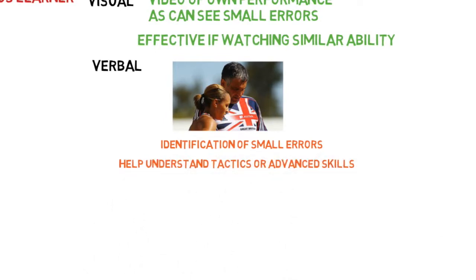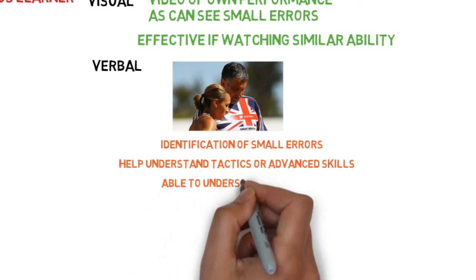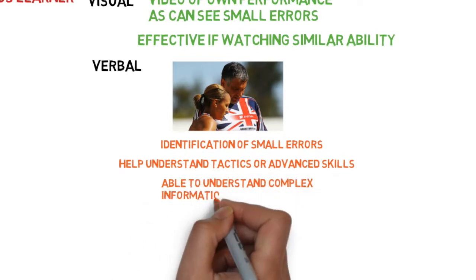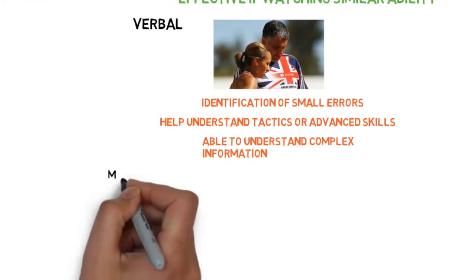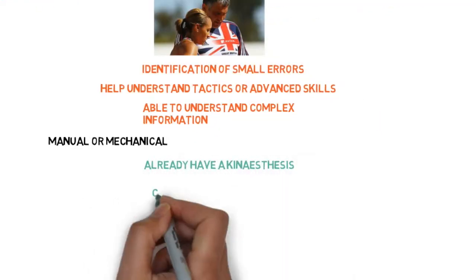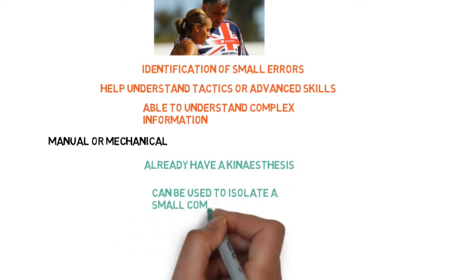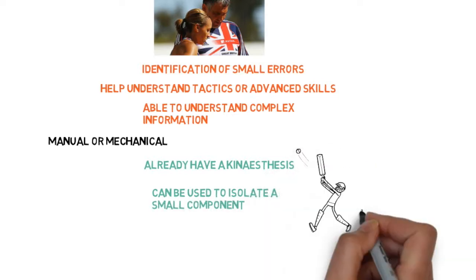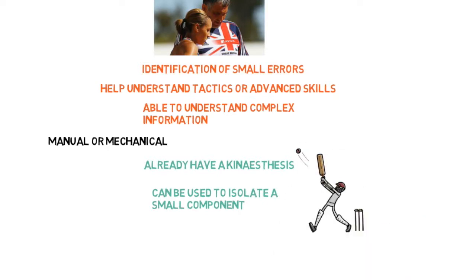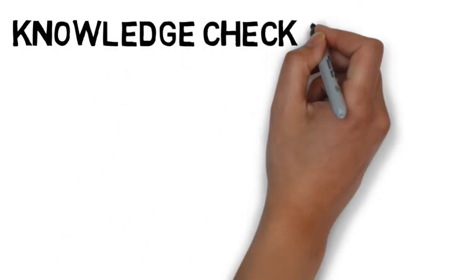But because they've got an understanding of tactics, it's the advanced skills and the advanced tactics and the complex information that they already know about that they're now able to discuss with you, and that's why verbal is really good at this level. So they've already got a kinesthesis, or a feeling of the skills, so they don't really need manual, but they might need mechanical. And think about the bowling machine again, but at the highest level.